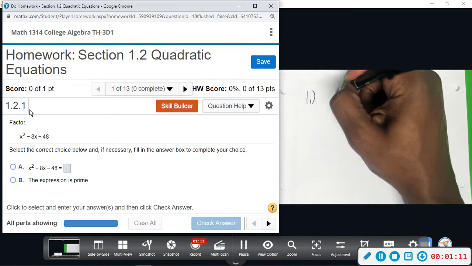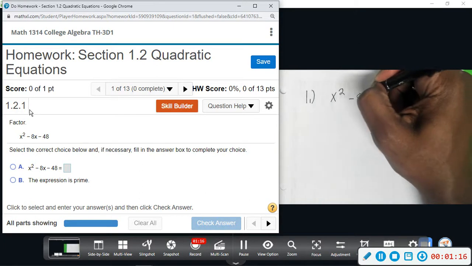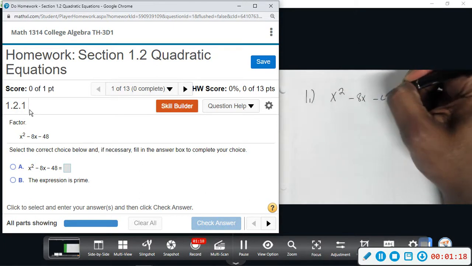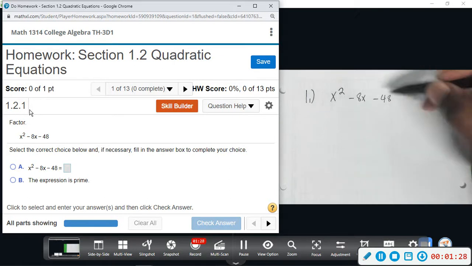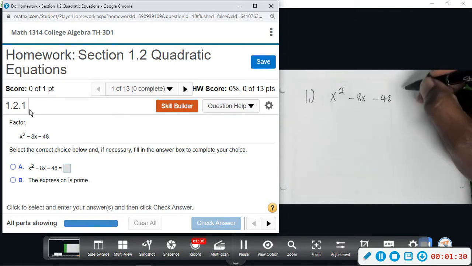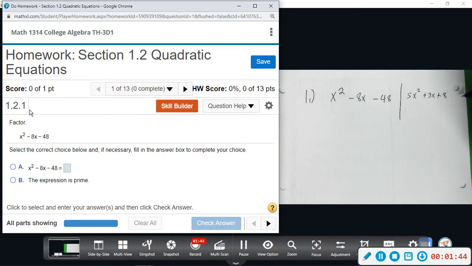So x squared minus 8x minus 48. Now I also want to make a note that this method that I'm about to use will work anytime that the problem factors, no matter what the problem looks like. So even if you have a number out front, let's just say 5x squared, and then you have something x plus 8, this process will still work.